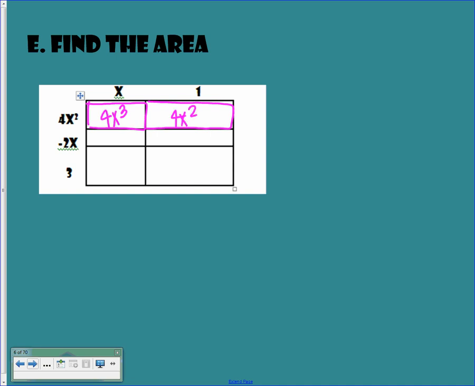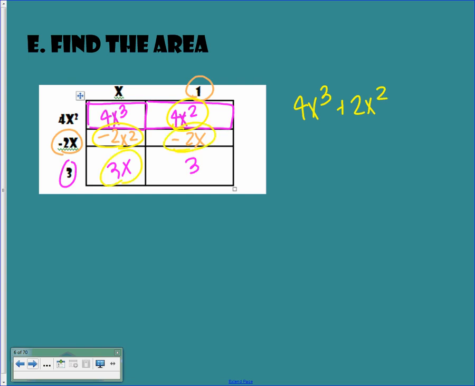Moving down to my negative 2x times x is negative 2x squared. Negative 2x times 1 is negative 2x. Moving along to the 3, then I'll have 3x and 3. So to put together the area, I would just have to add those all. So I've got 4x to the third. Next, I would say, okay, here's an x squared and here's an x squared. So I have 2x squareds together. Then I would put my x's together. So that would be 3x minus 2x is a positive x, and then plus a 3 at the end. Okay, so that's a visual way to do it, which is pretty nice.